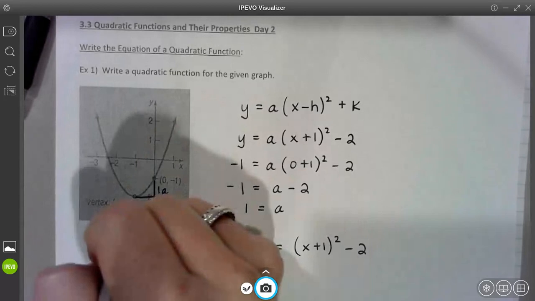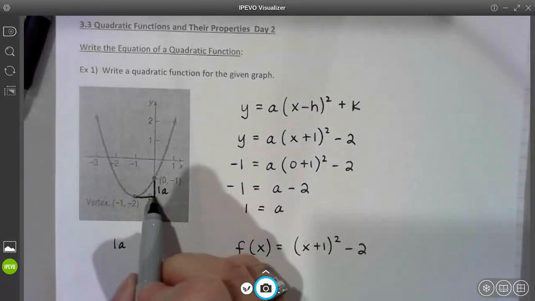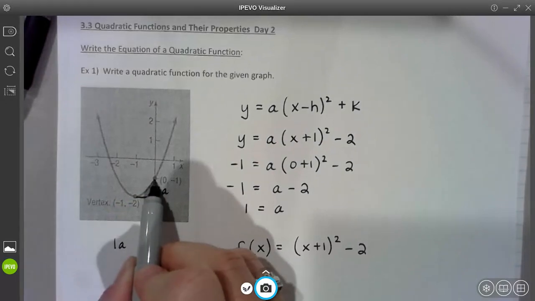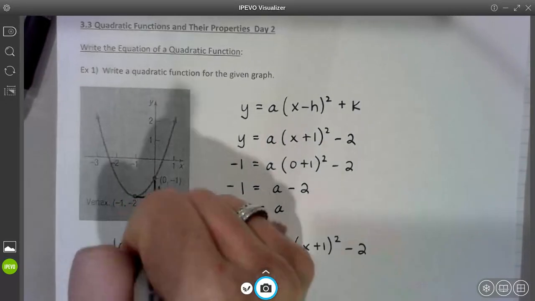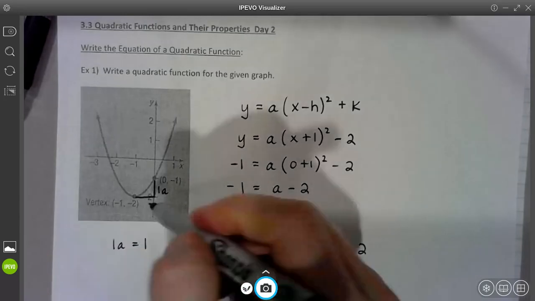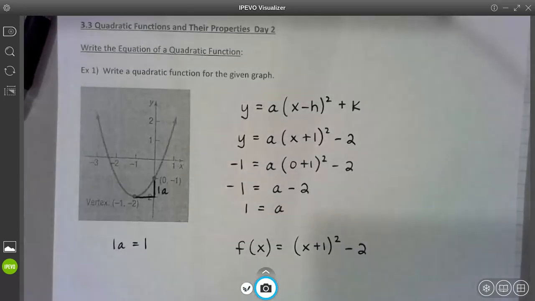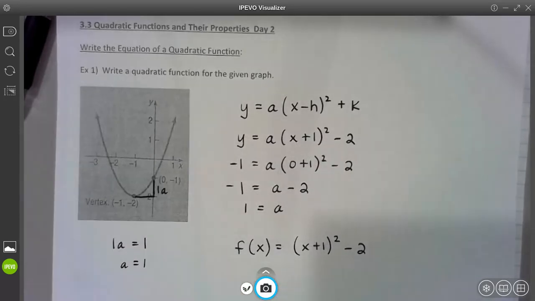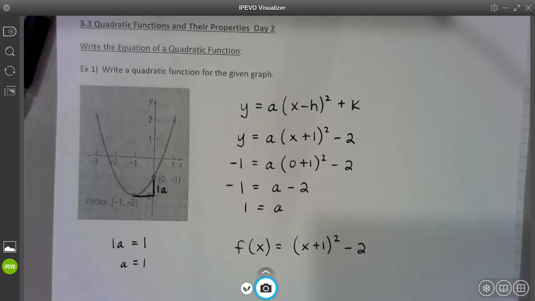You know that this distance going up is 1a. So you know that 1a is equal to, well, how many did you go up from a y coordinate of -2 to a y coordinate of -1? You went up 1 unit. So you know that 1a has to equal 1 unit because that's how much the parabola went up by on that first movement. Then you just solve for a and you find out that, hey, guess what? A is 1. So that's another thing you can do to find that a value if you don't feel like plugging the known point in.